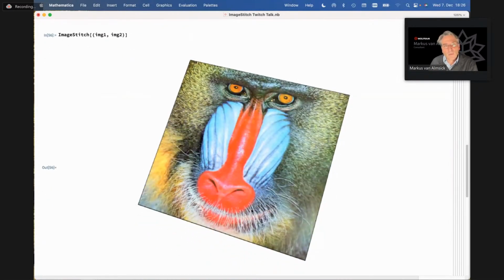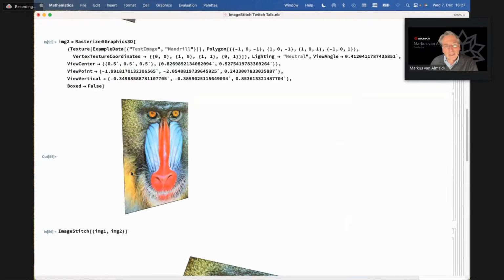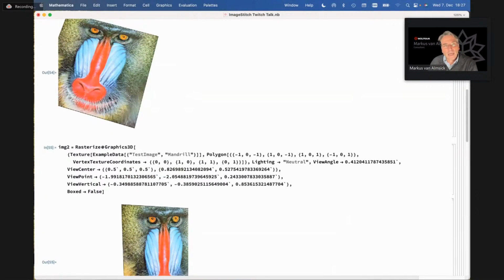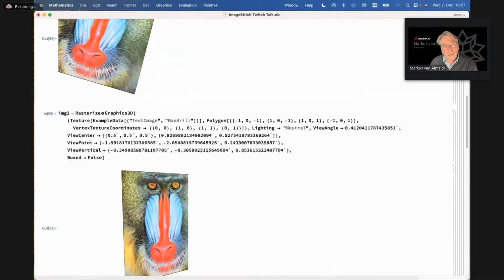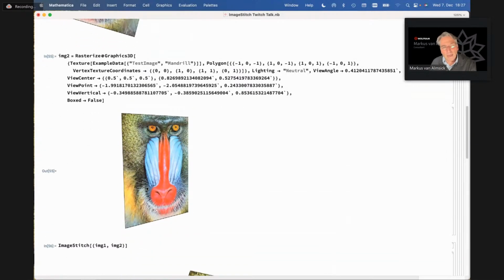Why is that so? Simply because there is one fixed depth, and it's all on a plane, and that's why the relation between these two images is still a perspective transformation. And if that's so, ImageStitch can get those two images into relation.